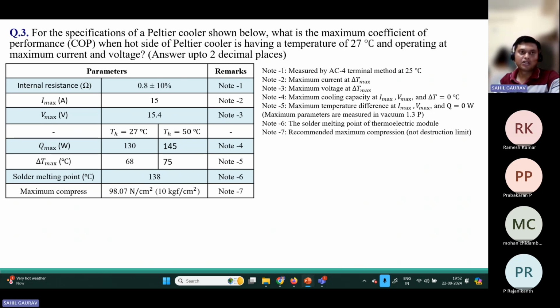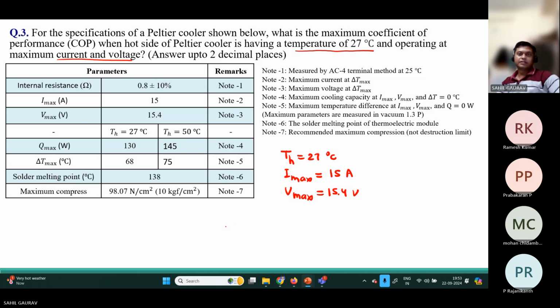For the specification of the Peltier cooler shown below, what is the maximum coefficient when the hot side of the Peltier cooler is at a temperature of 27 degrees Celsius and operating at maximum current and voltage? So I max is 15 ampere and V max is 15.4 volt. So you have to find the maximum coefficient.